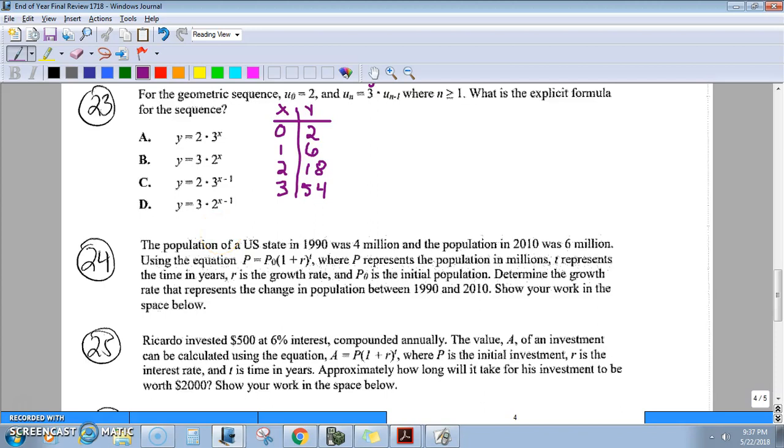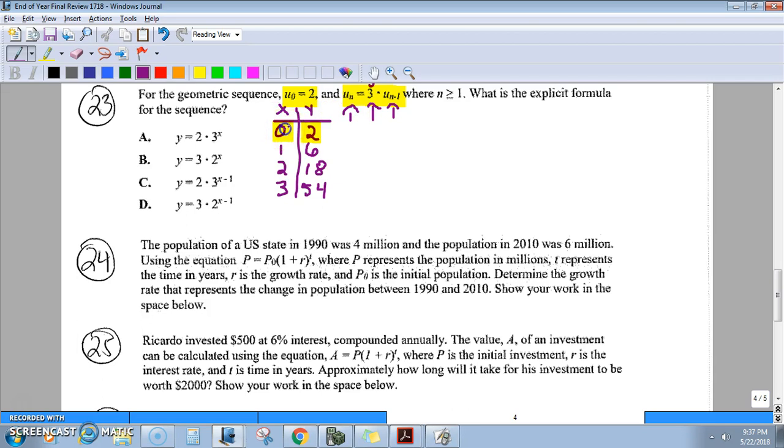All right, you guys. So I've already made a little table for number 23 to help us understand it a little bit better. So back to the very first thing we did this year, which was recursion. And I made a table based off of if u sub 0 equals 2, then my 0 value is 2. And then what's happening here is I'm multiplying for each new value, okay? For each new value, which is u sub n, I'm taking 3 and I'm multiplying it by the previous value.